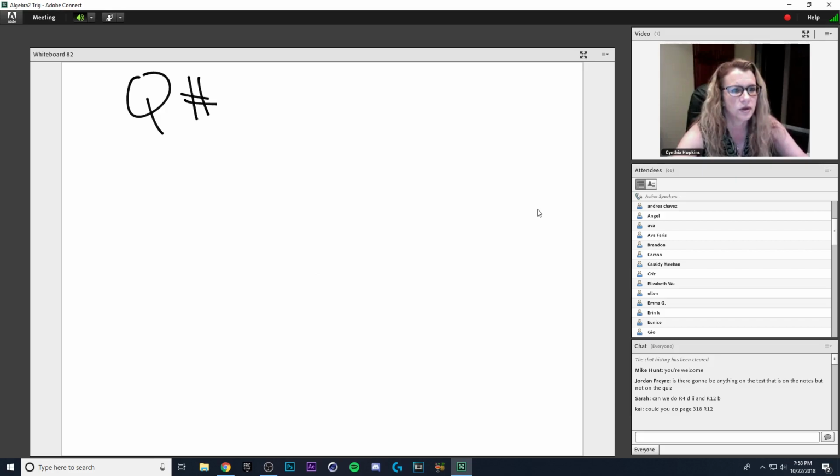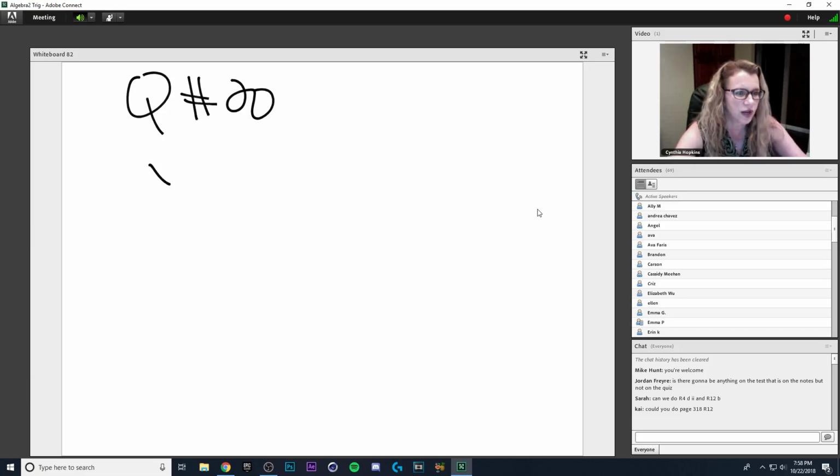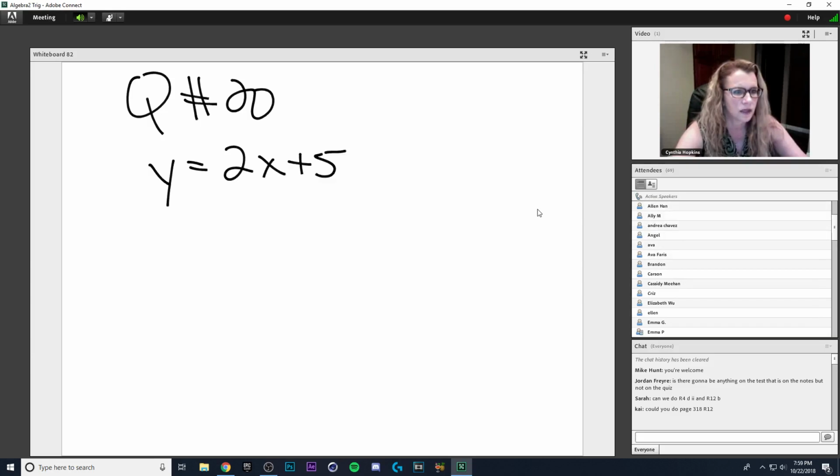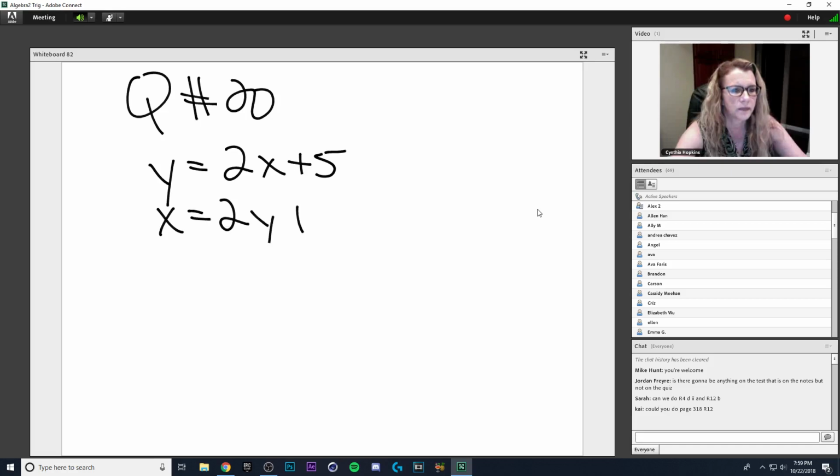Quiz number 20. All right, so they gave you a function. They're asking for the inverse. I'd like to point out that this is the third time I'm finding an inverse for you guys. So step 1 is write y instead of f of x. Step 2 is switch the x and the y. Step 3 is solve for y.